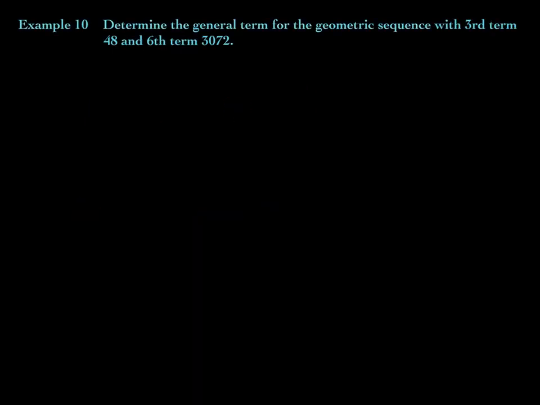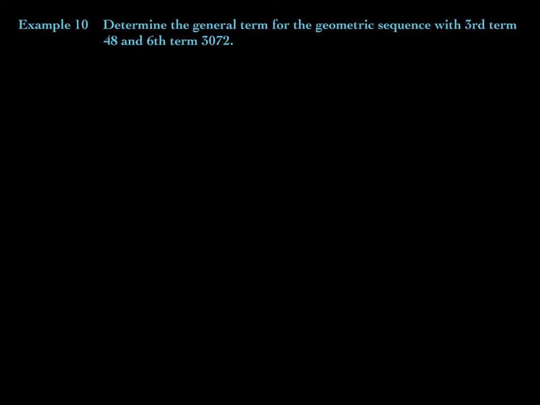Check this out. Determine the general term for the geometric sequence with third term 48, sixth term 3072. Now, I don't know if you remember, but earlier we did a problem like this for an arithmetic sequence, and it led us to a system of equations. That's going to be the same kind of thing here. So, let's see if I can walk you through this.